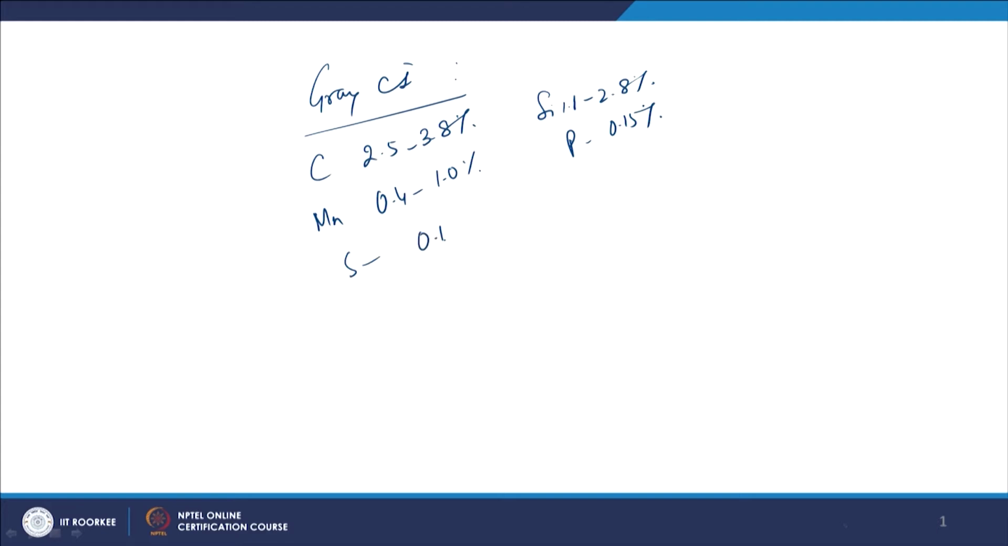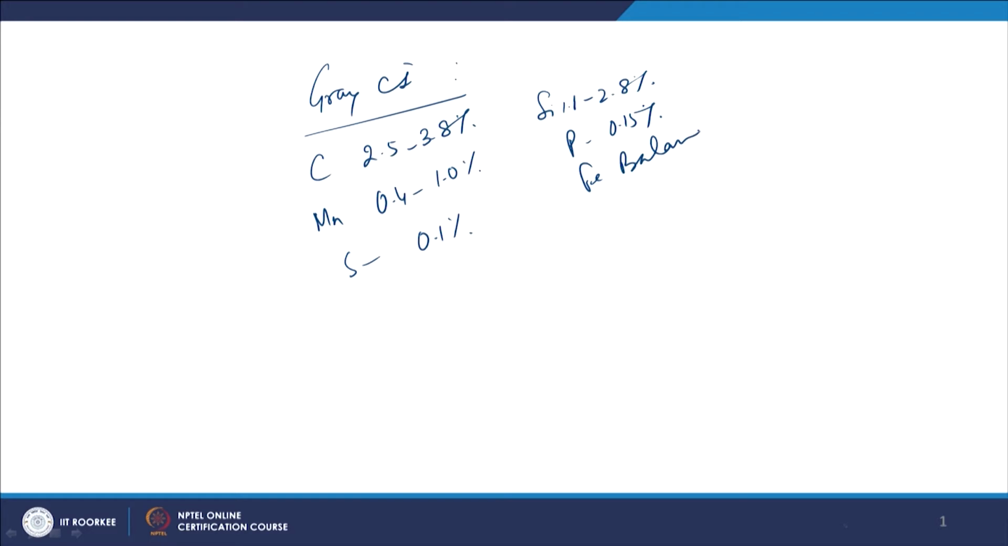In the case of the gray cast iron, the typical percentage of carbon is about 2.5 to 3.8%. Silicon is 1.1 to 2.8%. Then you have manganese as 0.4 to 1%. Phosphorus is 0.15%, sulfur is 0.1%, and iron is the balance.